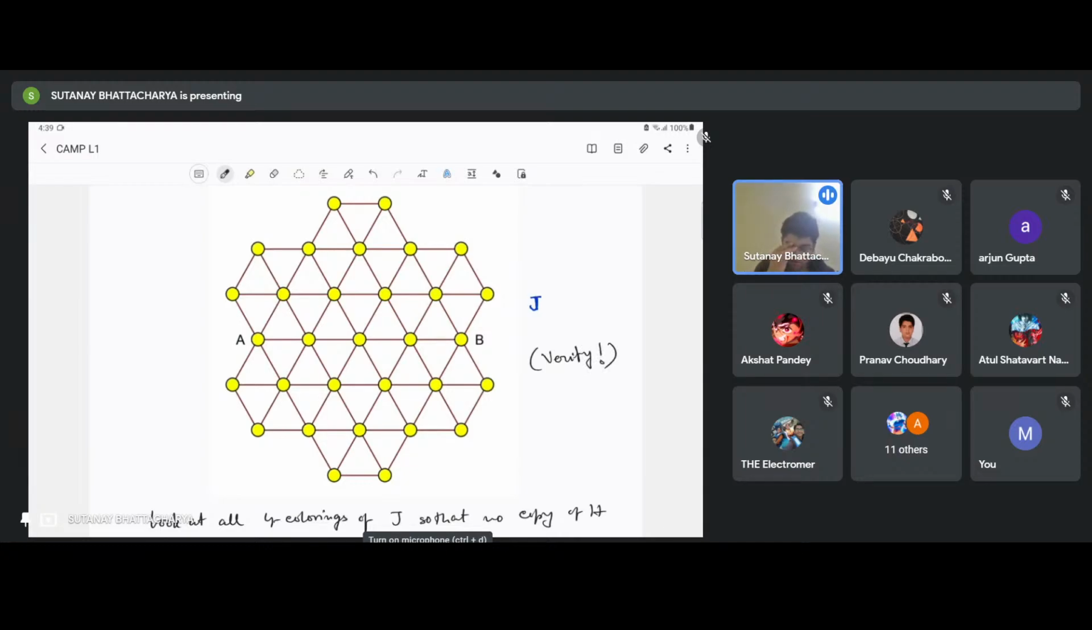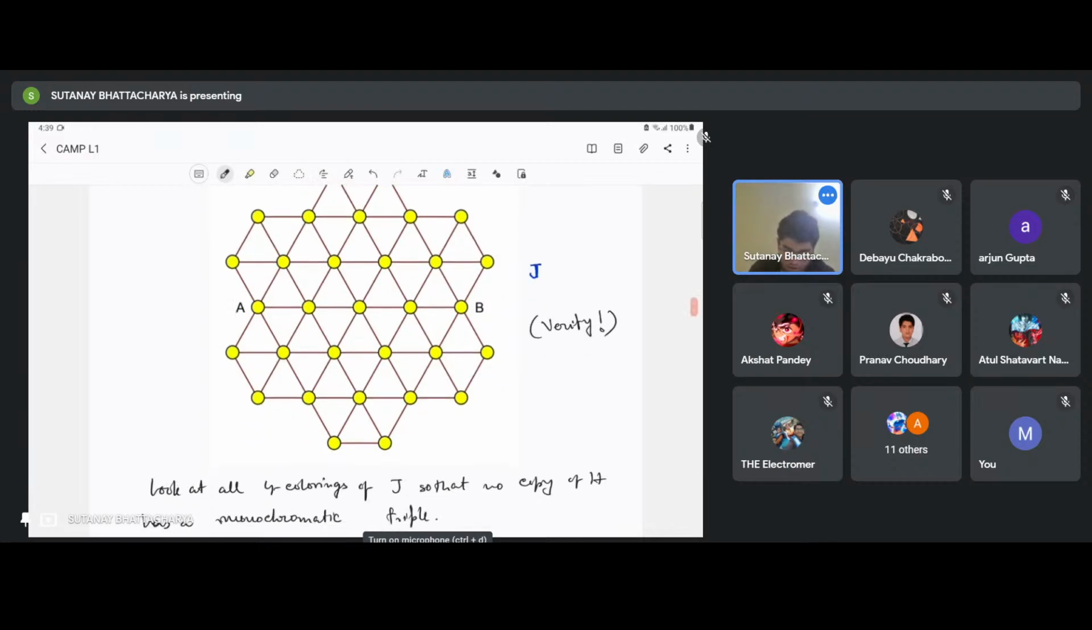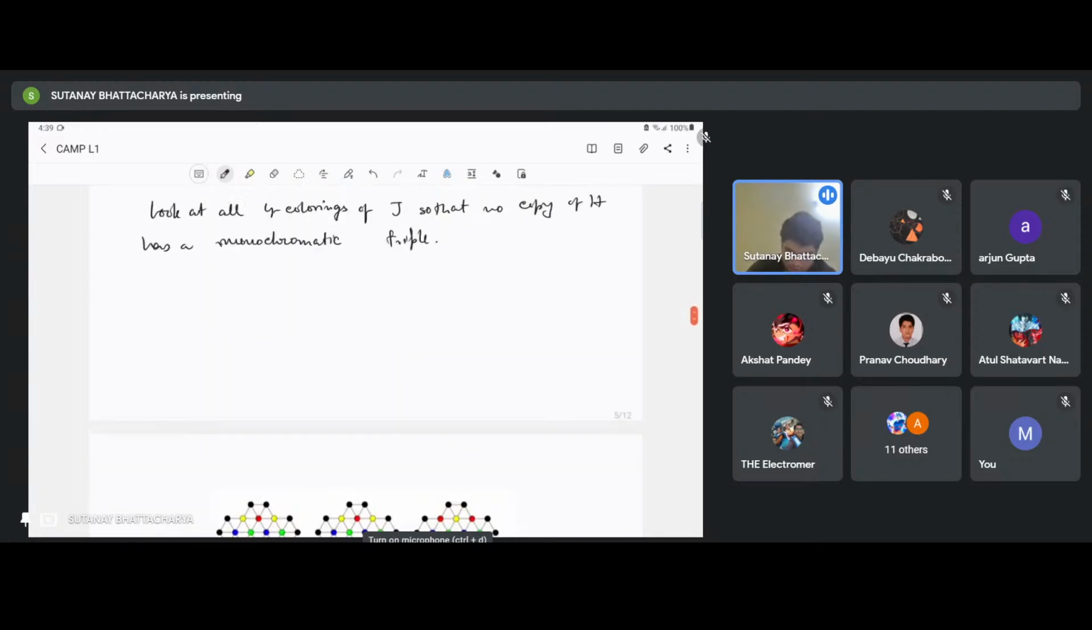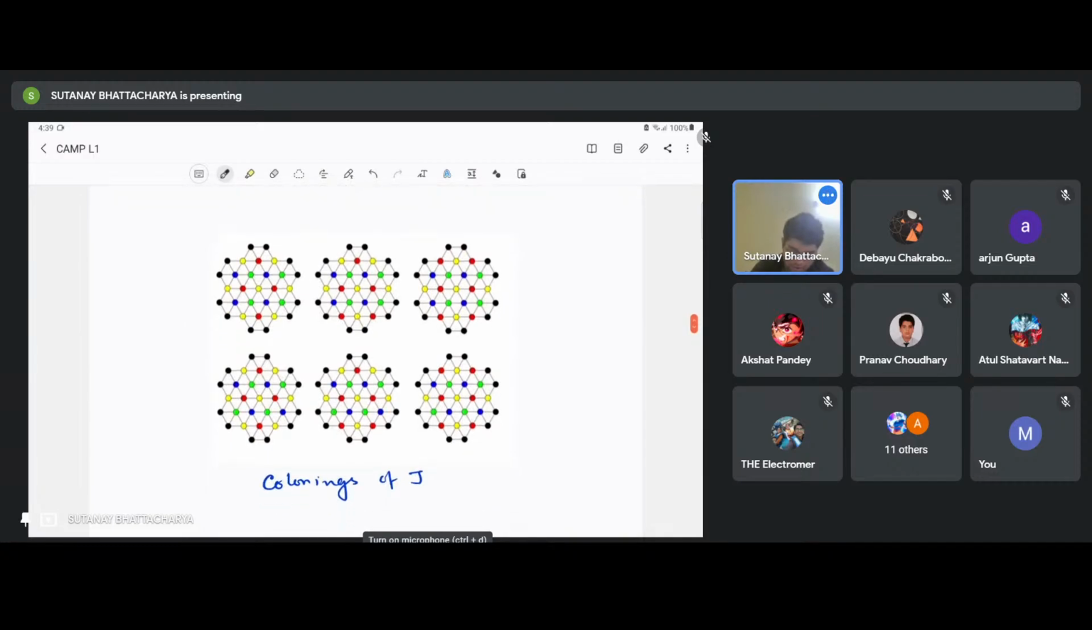So basically, the logic you use is that there are only 2 possible colorings of H that do not contain a monochromatic triple. So you start from the center and, without loss of generality, call it yellow, and then the inside hexagon can only be of 2 possible configurations. Then you build up on that, and if you carry out the case checking, you will end up with 6 different possible colorings of J.